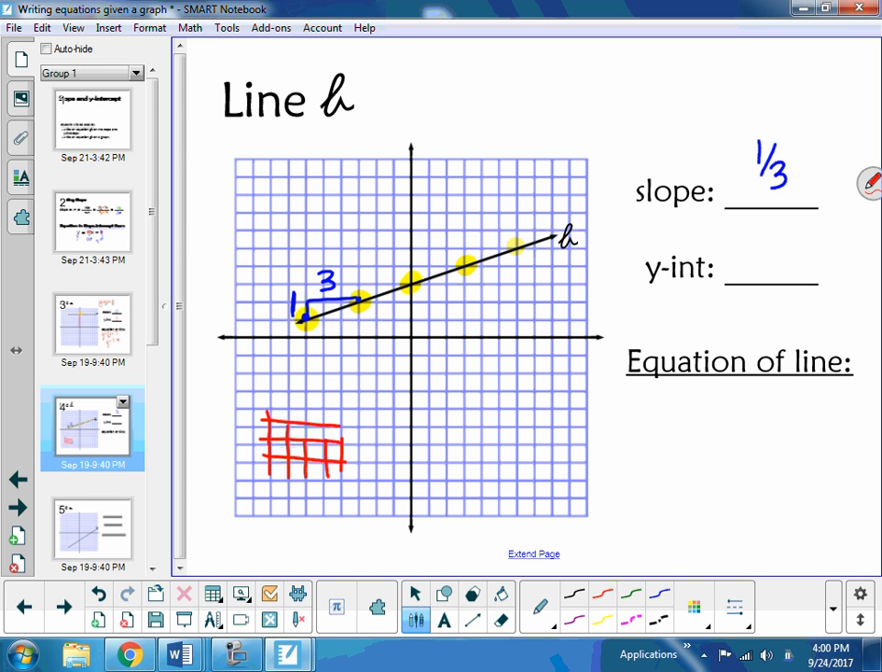Now what about my y-intercept? Where does it cross the y-axis? I'm going to note right here, it crosses at 1, 2, 3. So my y-intercept is 3. The equation of my line is y equals 1/3 x plus 3. Again, for line B, make sure you have the slope recorded, the y-intercept recorded, and the equation recorded.